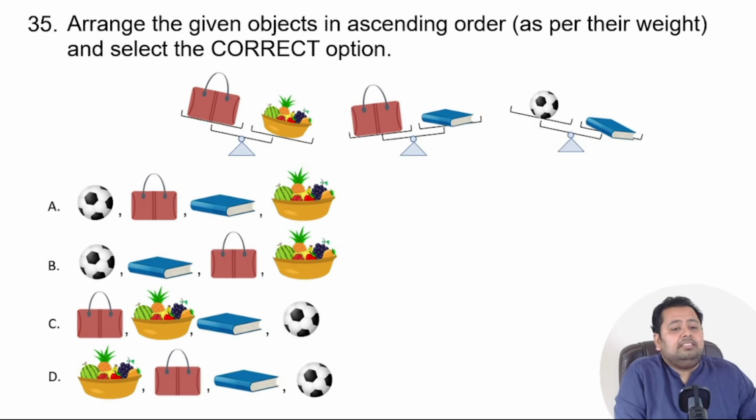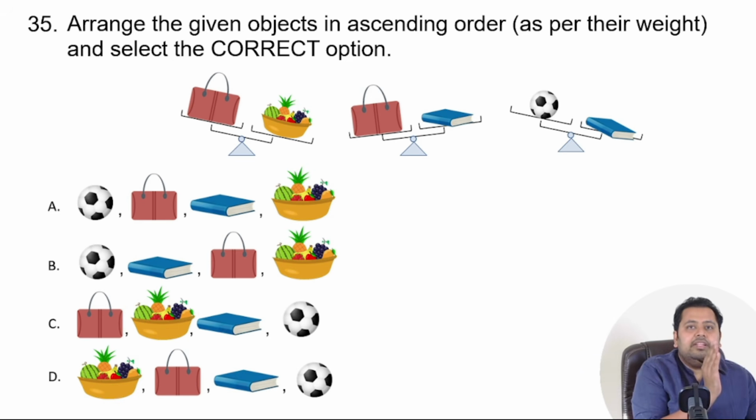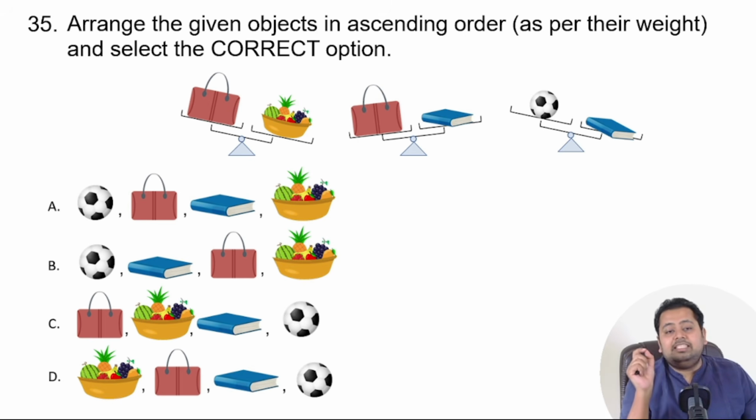The last question says, arrange the given object in ascending order. Ascending order, do you remember what ascending order is? Ascending means you have to start with the smallest value and then go towards the largest value. Descending is the opposite. Descending, wherein you start with the largest value and go towards the least value. Now what does the question say? Arrange the given objects in ascending order and select the correct option.